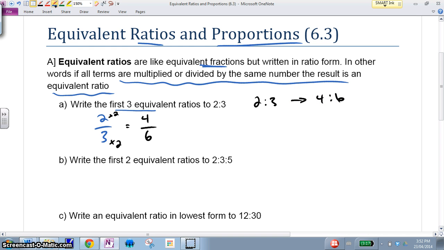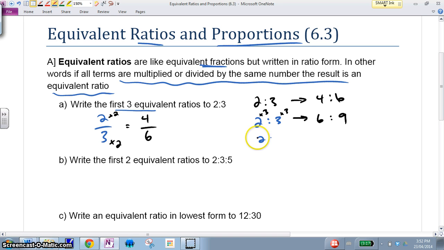And we can think about it in the same way. If we're looking for the next equivalent ratio to 2/3, instead of multiplying by 2 on the top and bottom, we could multiply by 3 on the top and bottom, or we could multiply the first and the second number by 3, and we'd get 6 to 9. So that's an equivalent ratio.